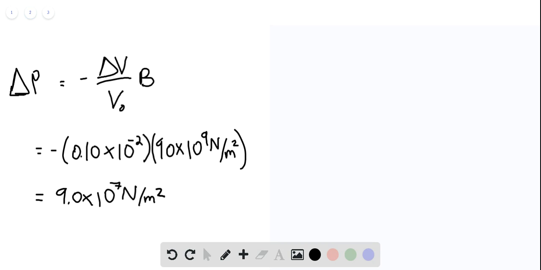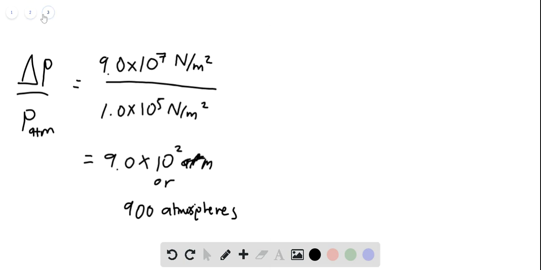And how can we compare this to atmospheric pressure? Well, we can just divide it, right? So if we divide 9.0 times 10 to the 7 newtons per meter squared by 1.0 times 10 to the 5 newtons per meter squared, then you should get about 900 atmospheres, or ATM.